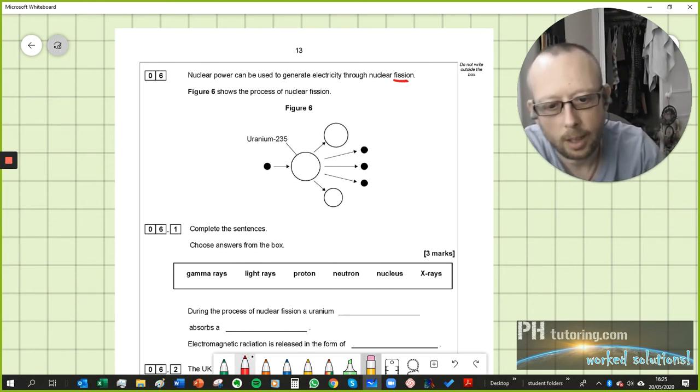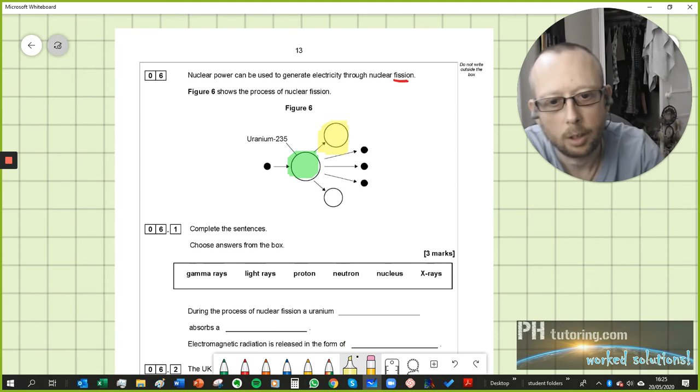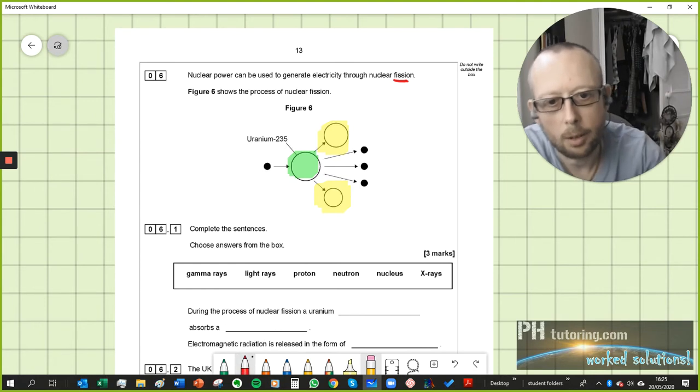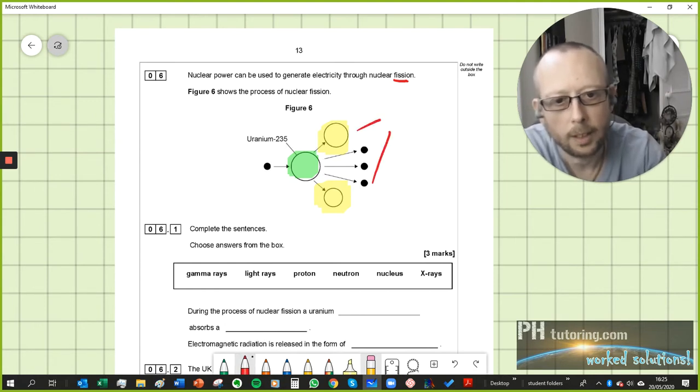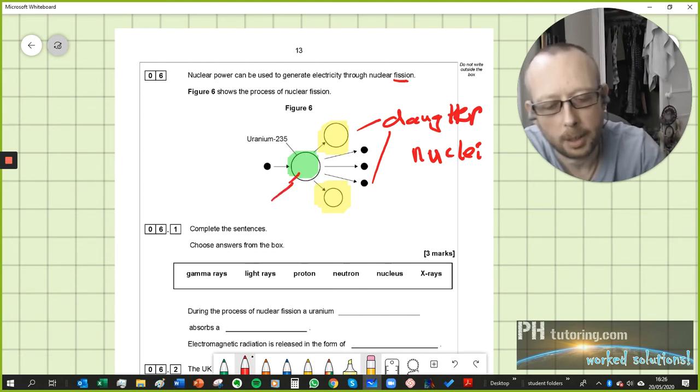We've got the uranium nucleus, and it's been separated, split into two other nuclei. We call these two nuclei that have been split up daughter nuclei. So these are daughter nuclei. And the one that has been split, we call the parent nucleus.